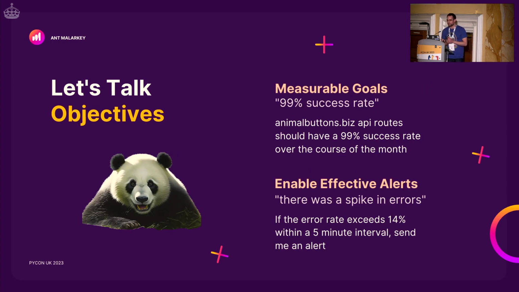Finally, objectives. So to me, an objective is a measurable goal that enables effective alerts. So a measurable goal is something like, hey, animalbuttons.biz, all of those API routes should work 99% of the time. And an effective alert in this case allows us to get concrete about what we mean when we say a spike in errors. So in this case, one guidance from a Google SRE handbook is that if the error rate exceeds 14% within a 5-minute interval, send me an alert. Okay, so now we kind of have a way of reasoning about how we should be alerted and our goals.